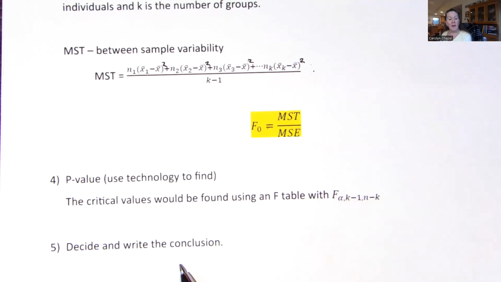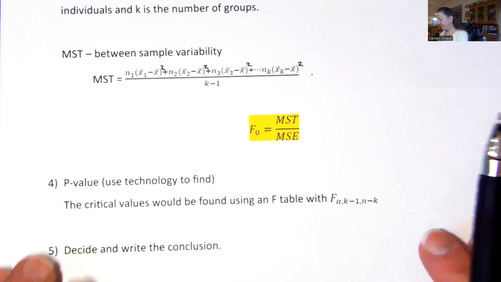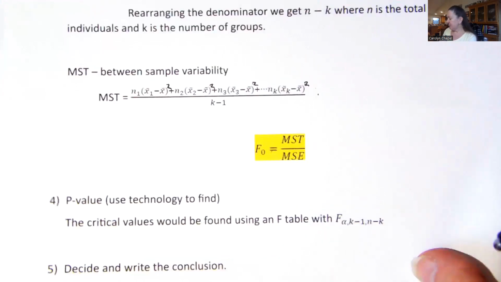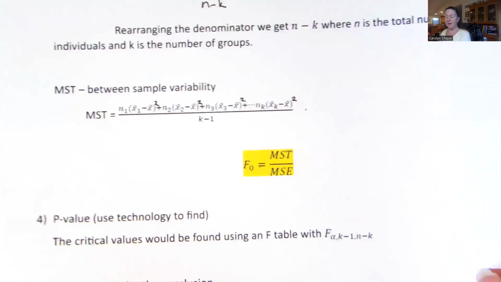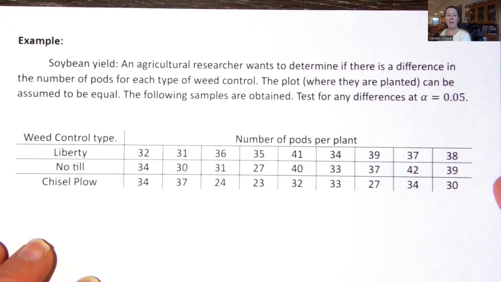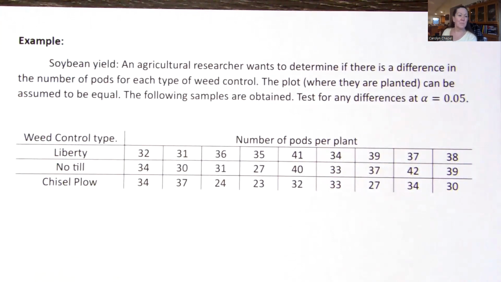Then, of course, we decide and write our conclusions, whether or not to reject, and then put it in layman's terms back to the original problem so that the person can understand what's going on without having to know statistics. That's the biggest thing: we want to make sure our conclusion makes sense so that someone who doesn't know statistics understands what we just found.